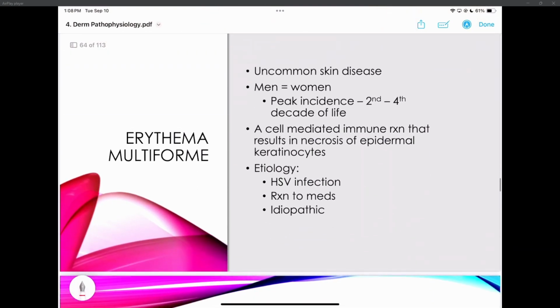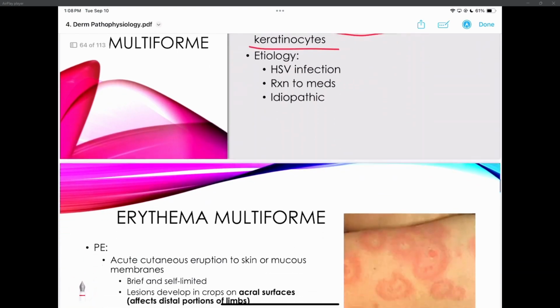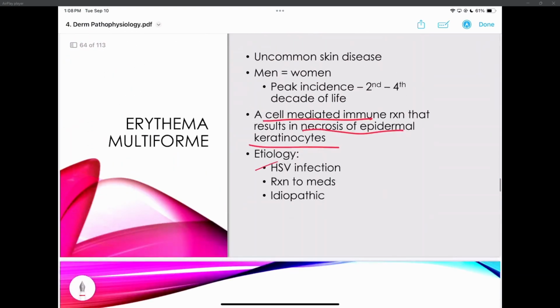Erythema multiforme is uncommon, but again, it's the acute form of interface dermatitis. Cell-mediated immunity, necrosis of epidermal keratinocytes. So it's just necrosing all the skin. I'll show you some pictures of that in a second. What can cause this? Herpes simplex infection, reaction to meds, or idiopathic.